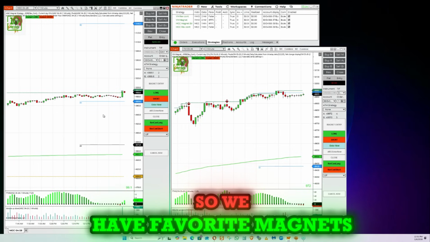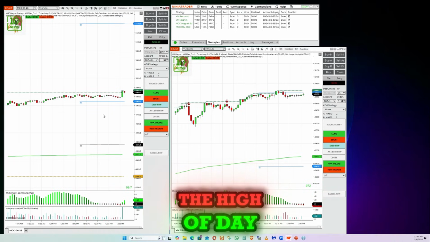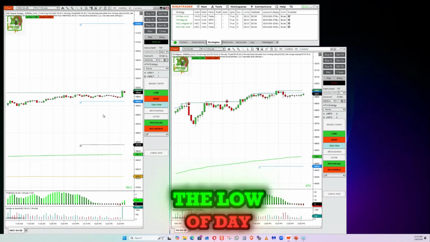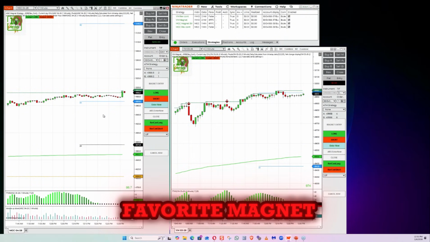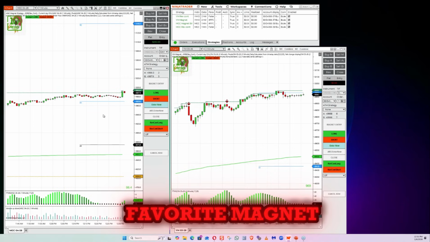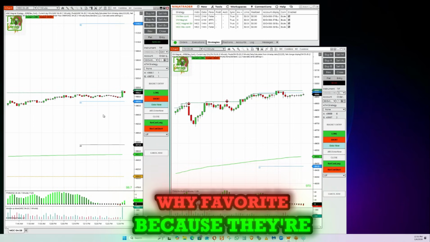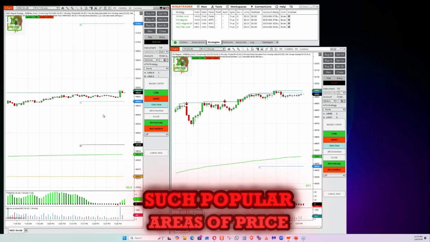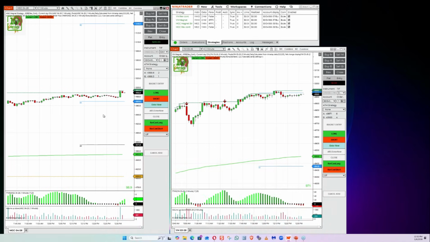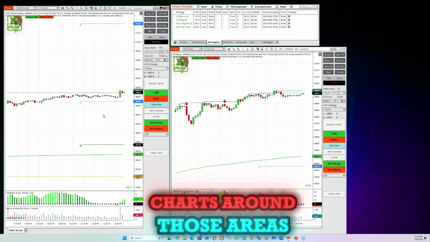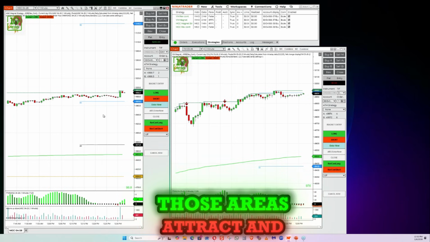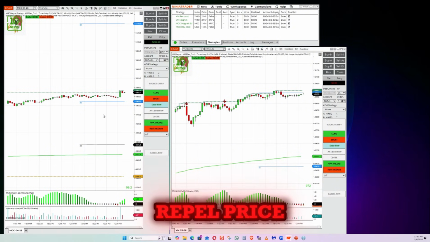So we have favorite magnets. The high of day is a favorite magnet. The low of day is a favorite magnet. The PP is a favorite magnet. And the VWAP is a favorite magnet. Why favorite? Because they're such popular areas of price. So many traders put their orders on the charts around those areas. Those areas attract and repel price.